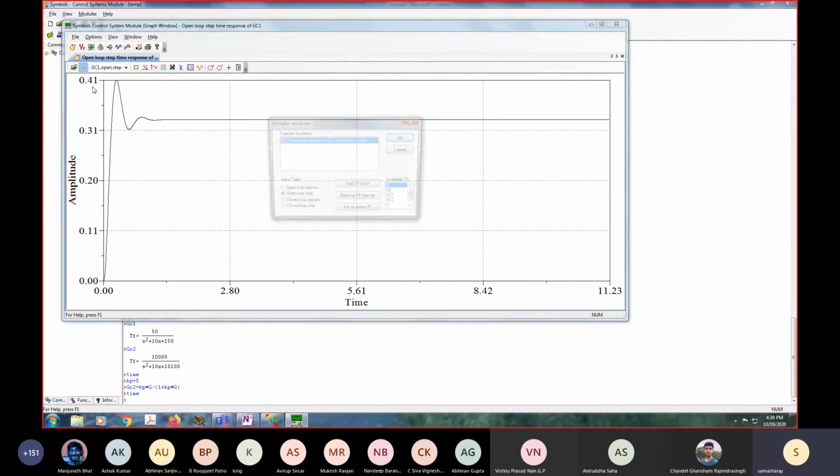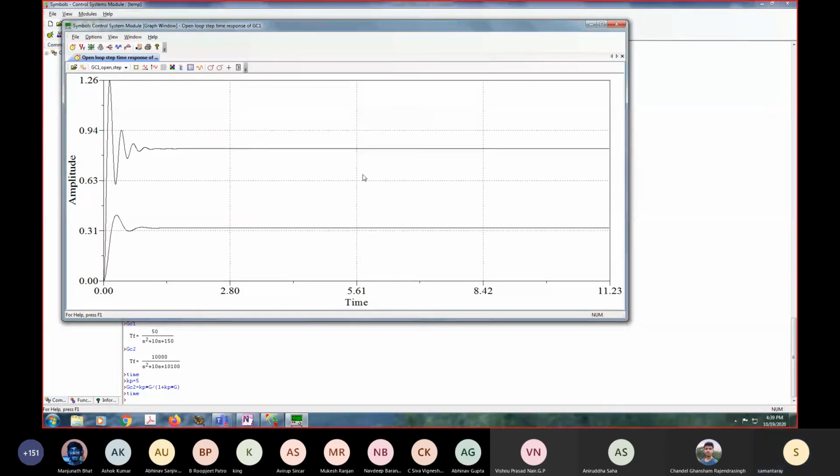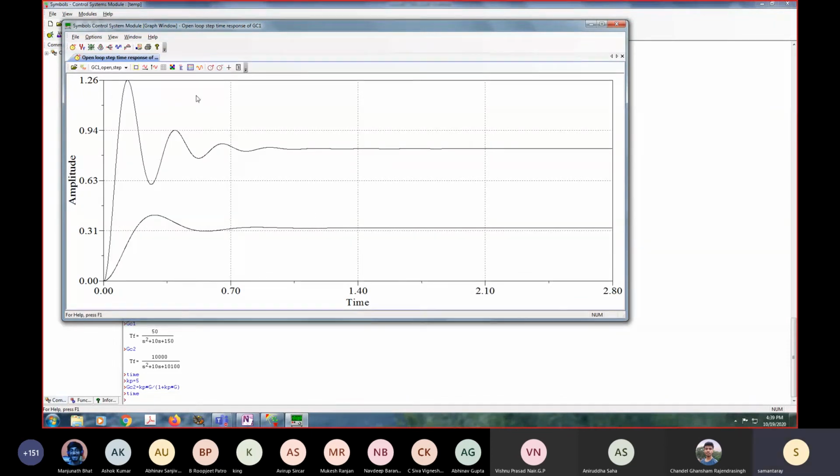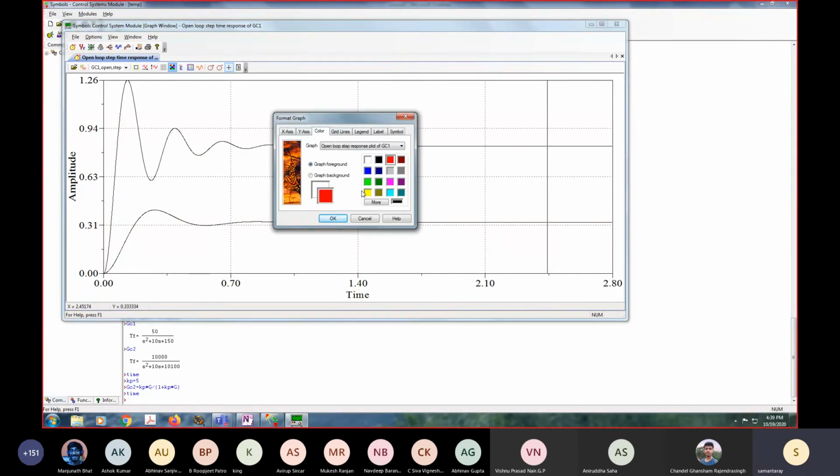Over this I add another one with slightly higher gain. This is open loop step GC2. All right, so two things have come. Let's compare them. Which one is what? The red one is the first one and the blue one is the high gain one.